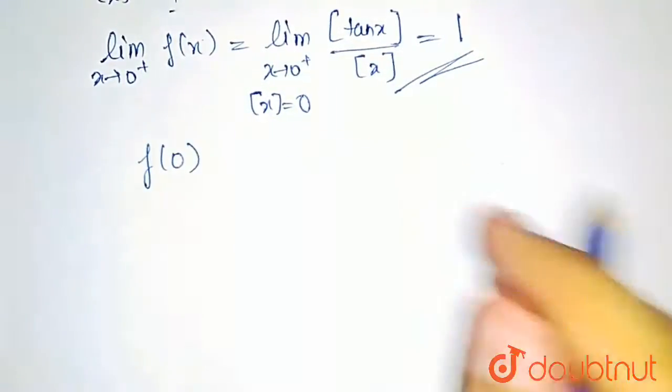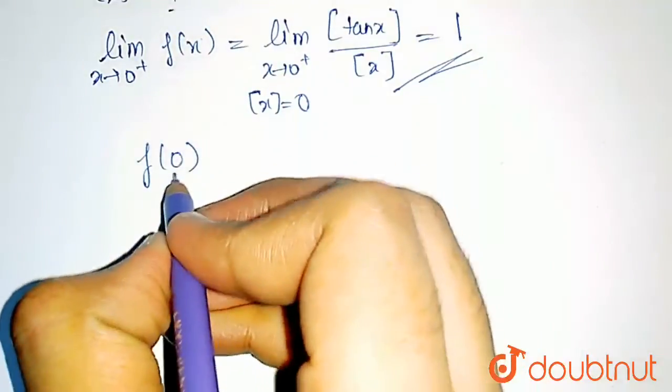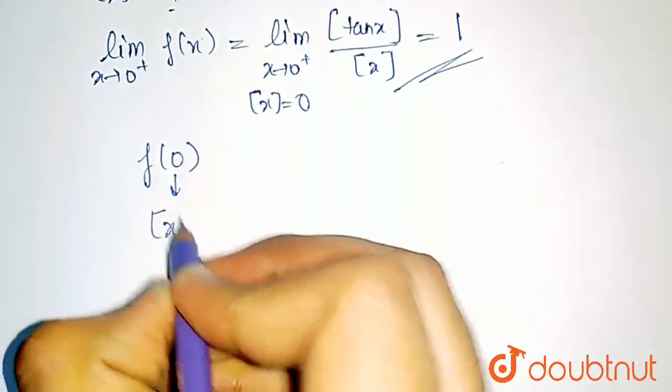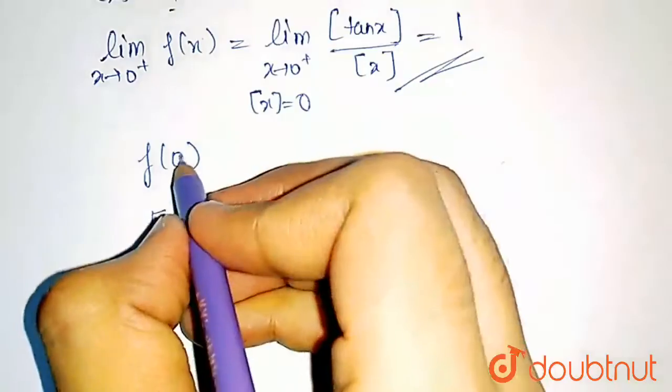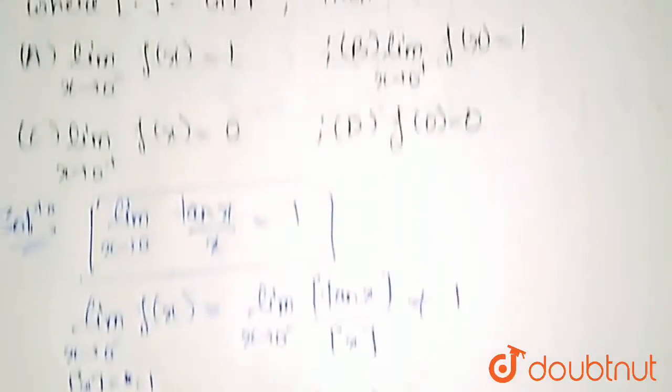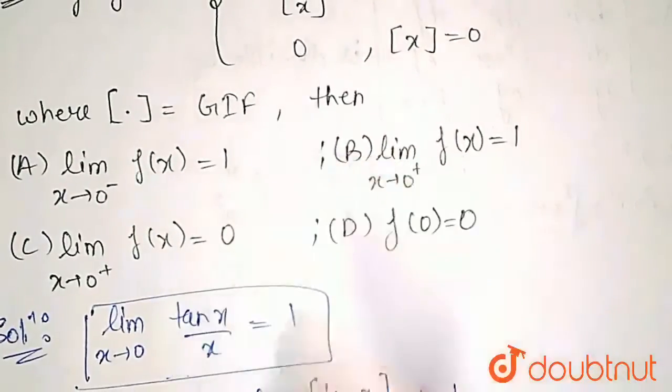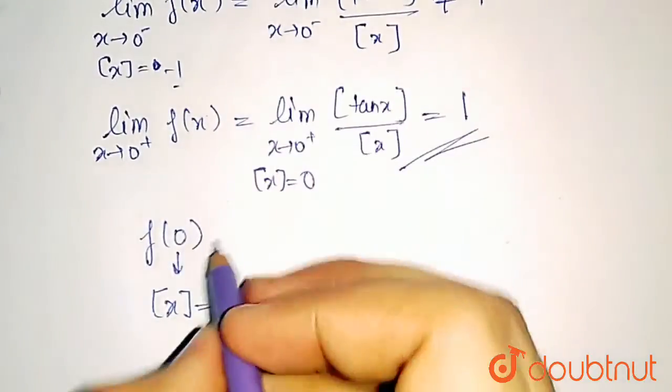And the last option says f of 0 is equal to 0. So f of 0 would be equal to, since the greatest integer function of x is 0, and in the given function it is given as 0. So f of 0 is also 0.